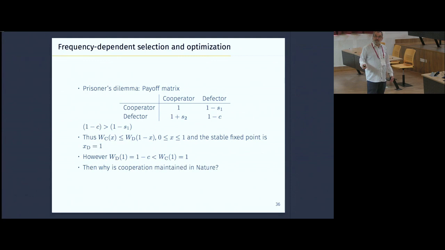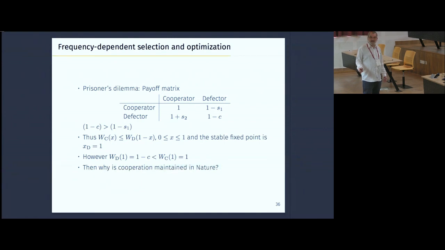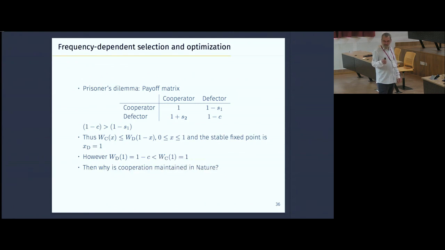And so that means that in this case, you find that WC of x is less than WD of 1 minus x for any value of x, and so the stable fixed point is defector frequency equal to 1. And of course, the problem is that here the final value of the average fitness is less than you would have if everybody were cooperating. And then there is a problem: why is cooperation maintained in nature?